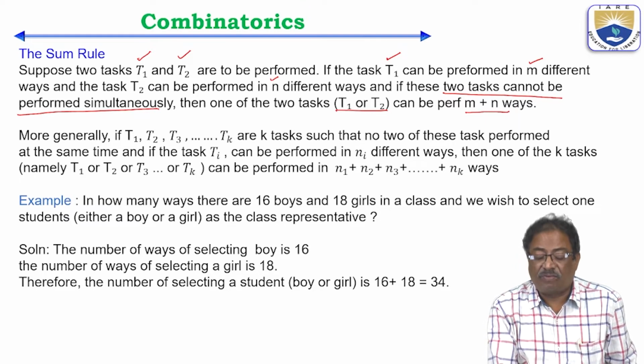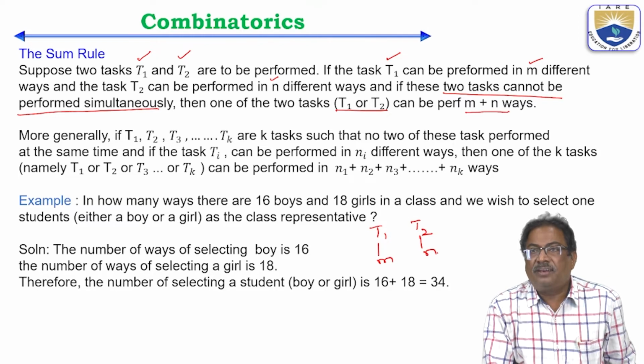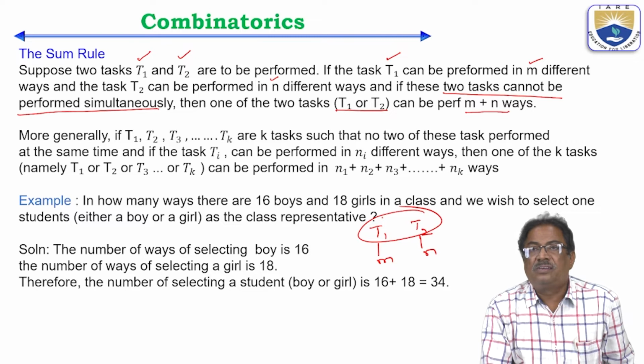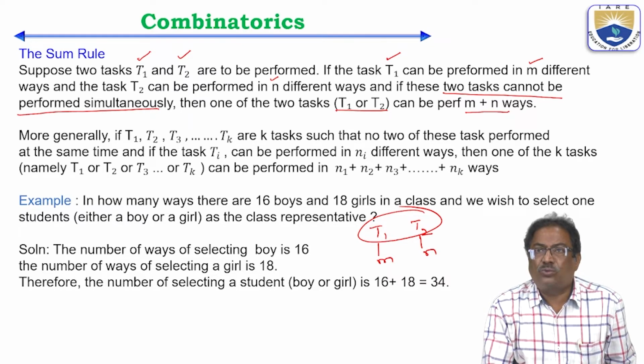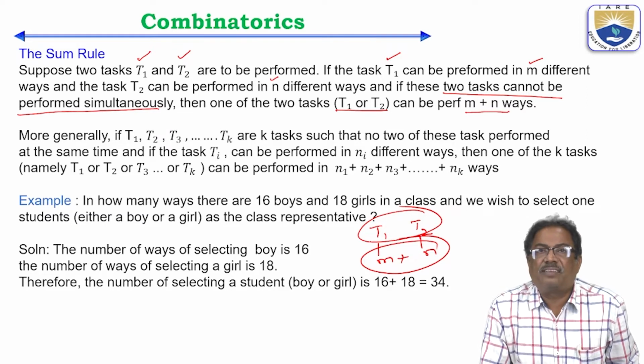Suppose there are two tasks, T1 and T2. T1 is performed in m ways and T2 is performed in n ways. Then it is not possible to perform both tasks, so the two tasks cannot be performed simultaneously. Any one of the two tasks can be performed in m plus n ways. So this is known as the sum rule.